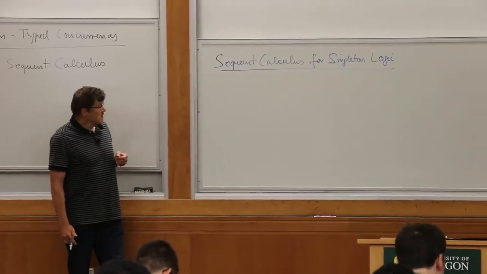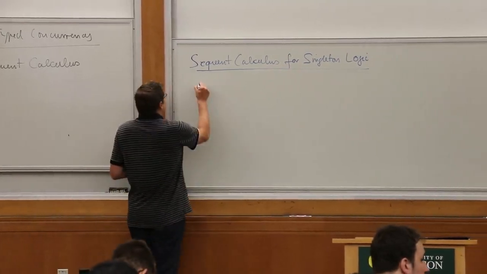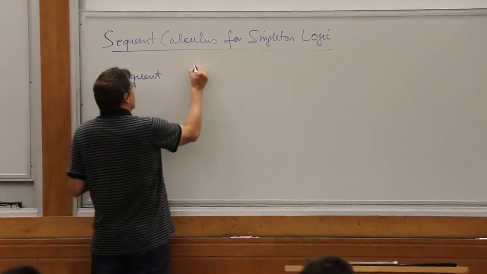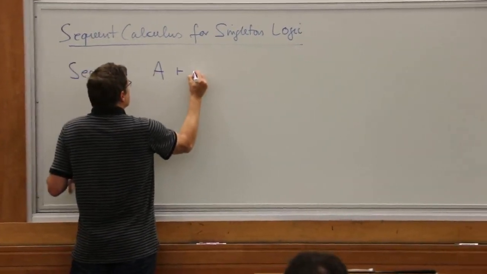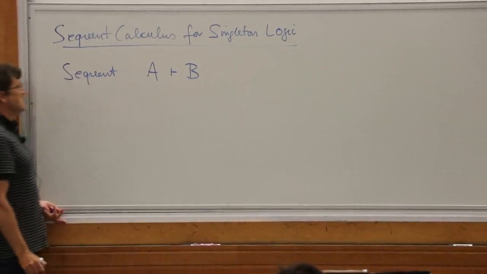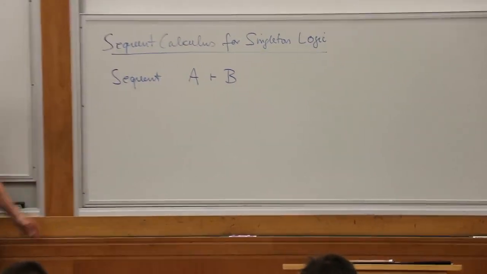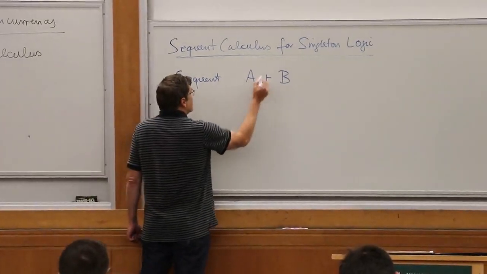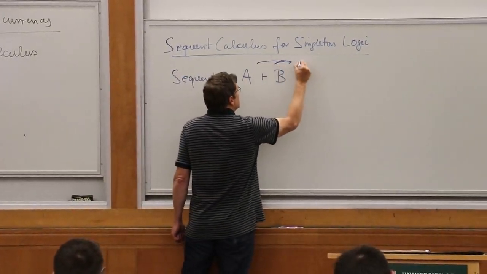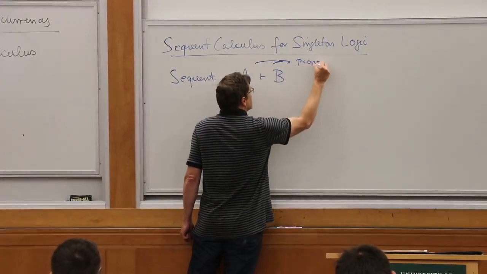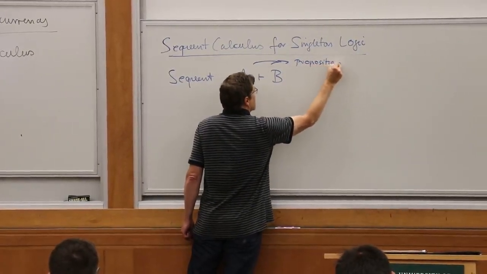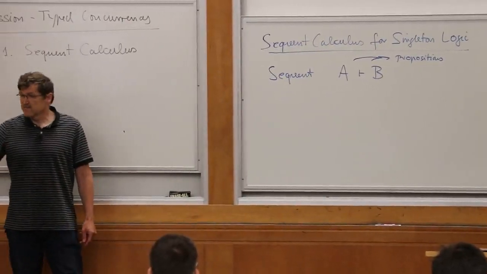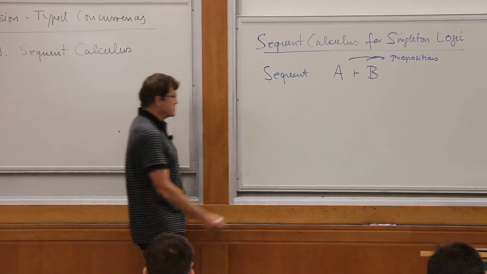Okay. So a sequent has this form: A entails B. Now I need to explain what these various things are. This thing over here, both A and B, these are propositions. So these are the things that could be true or they could be false. That's what these propositions are.